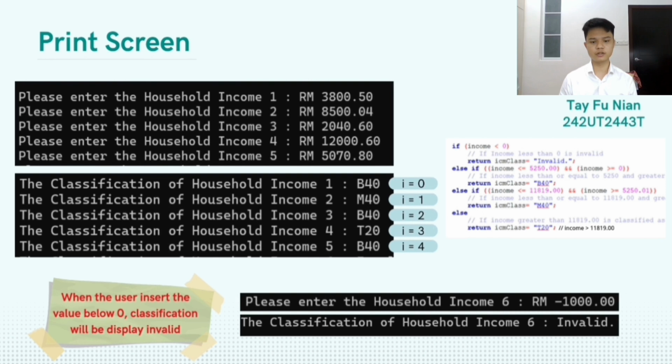Last, as you can see, the user input of household income 6 is RM negative 1000. When the user inserts a value below 0, the classification will be displayed as invalid. So these are the things that you need to know. So that's all for me.